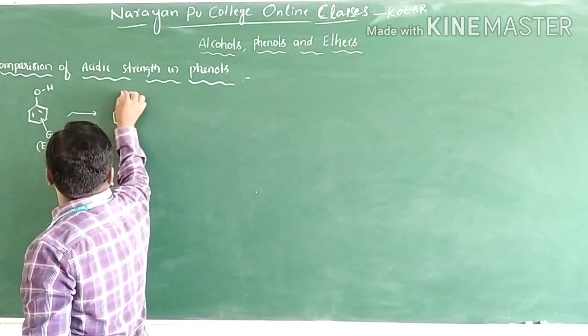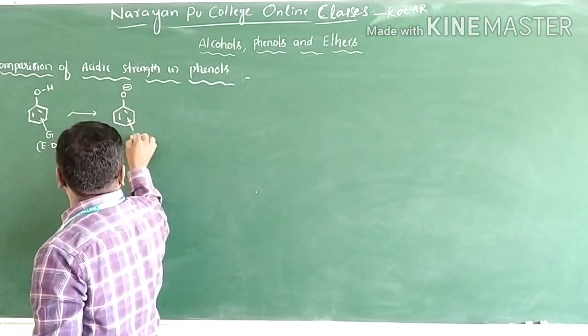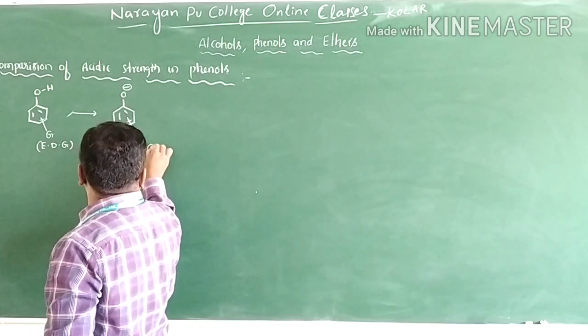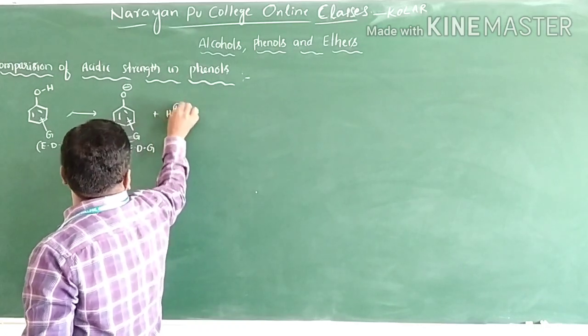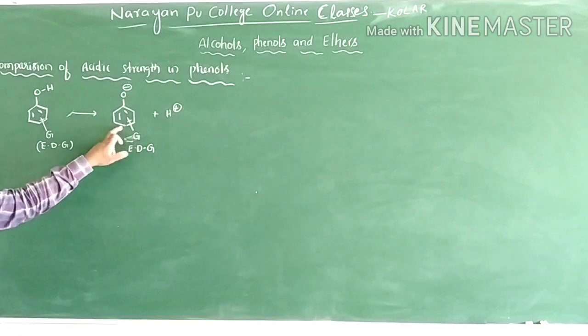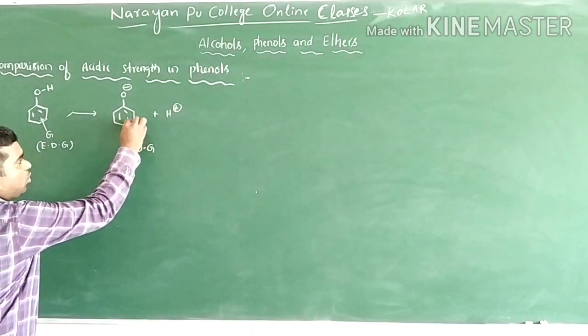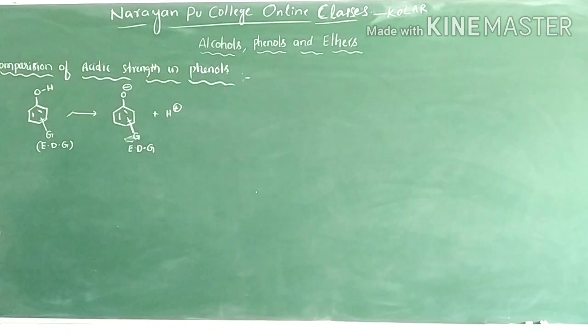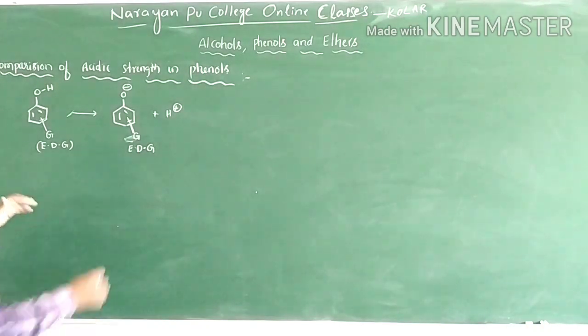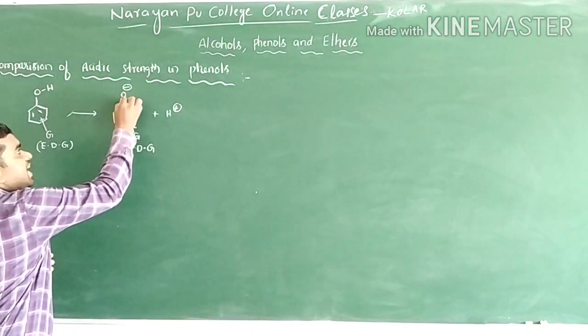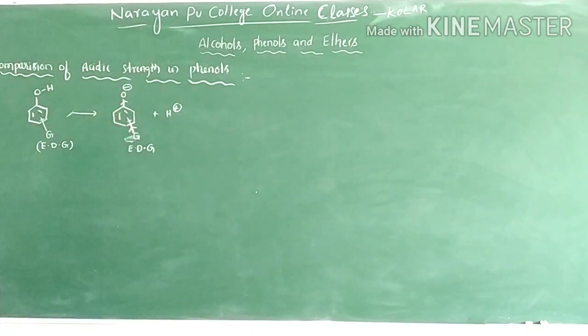This is O minus, and there will be an electron donating group, plus H plus. Then you have to see the stability of this. If it is more stable, it is more acidic. If it is less stable, it is less acidic. Alcohol is less acidic. Now this is an electron donating group. Electron donating groups donate the electrons to benzene. Benzene, what will it do? It donates the electrons to oxygen.